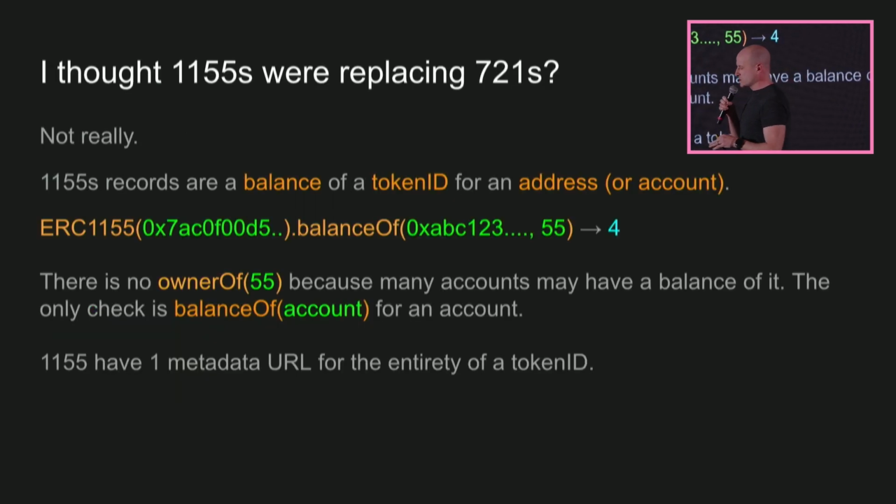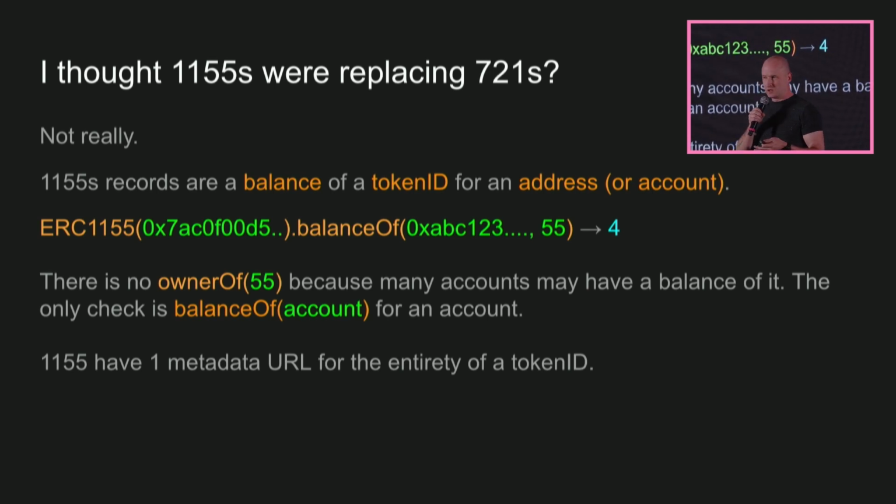Now, when I was first working with 721s, I had people saying, well, when are you going to do 1155s? Because 1155s are better. 1155s do more. 1155s are just 721s with batch transfer functions. But it turns out that's not exactly it. I don't think they're going to replace 721s, and I don't think they're truly a superset of 721s. I think they're a little bit different. The big thing about 1155s is that they are a balance of a token ID for an address. They don't use the word address anymore. They call it account, and there's a good reason for this.